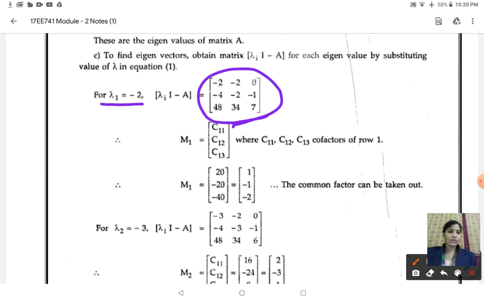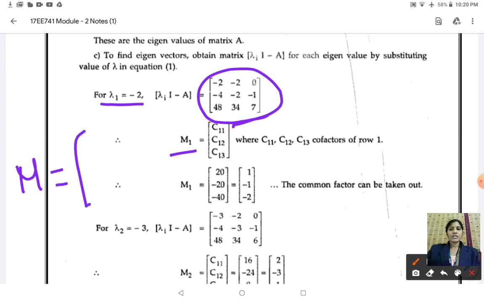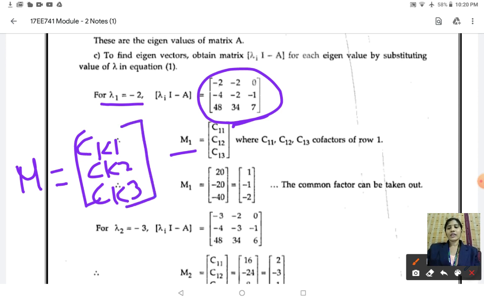Now we need to obtain our modal matrix. The modal matrix is obtained as M1. We know the formula to obtain the modal matrix M. The formula is Ck1, Ck2, Ck3. Since the order of the matrix A is 3, k varies from 1 to 3. So to obtain your modal matrix M1, first consider C11, C12, C13, where C represents the cofactor matrix.